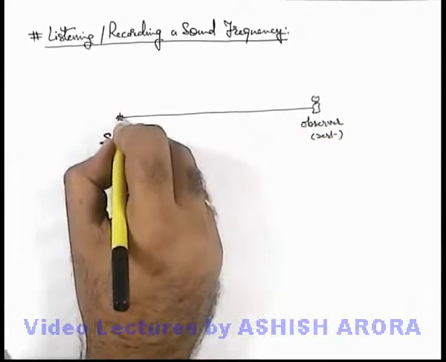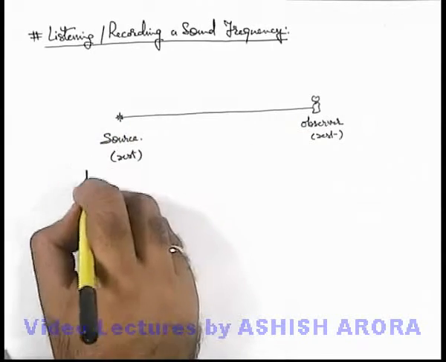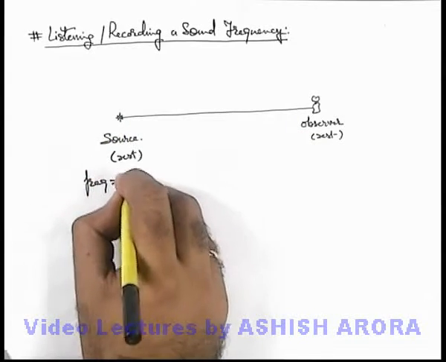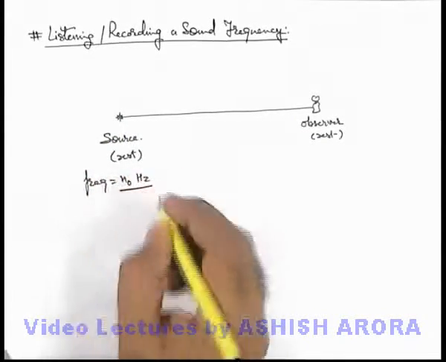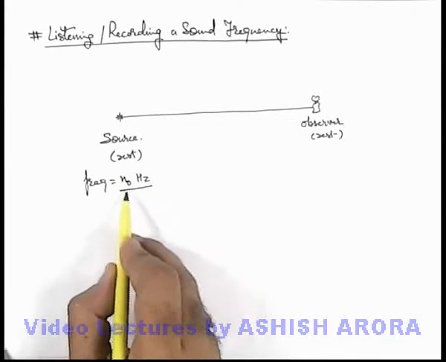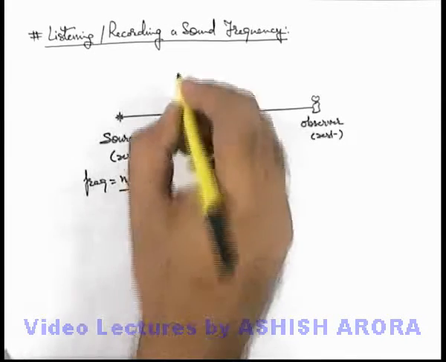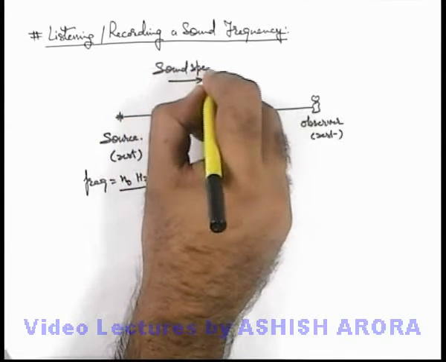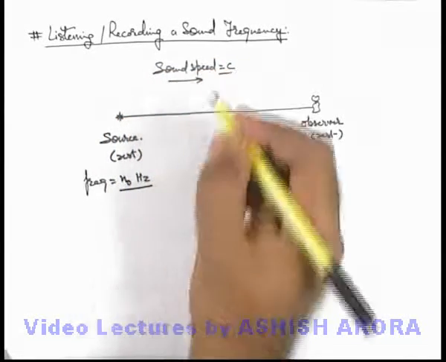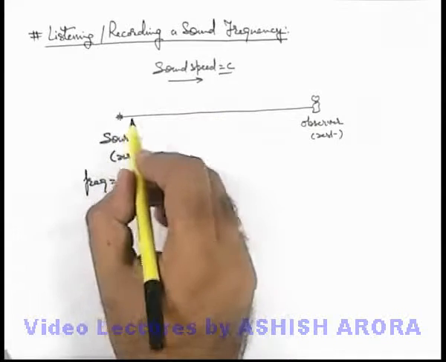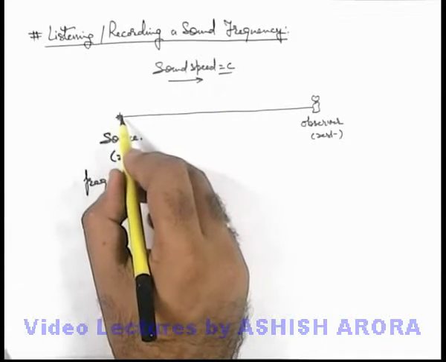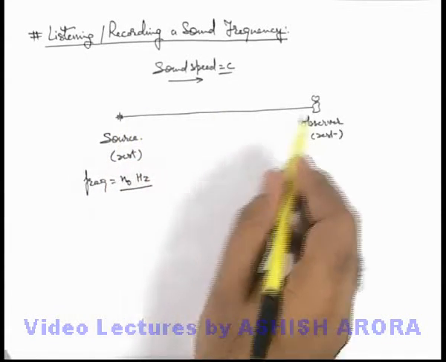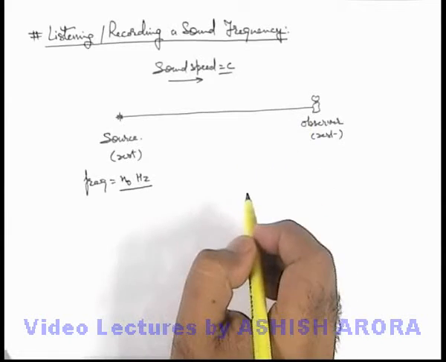When the source started producing sound, say the frequency of sound is given as n0 hertz. That means in 1 second it is producing n0 oscillations. And say the sound speed is given to us, which is equal to c. That means as soon as it starts oscillating, the sound starts propagating in the medium towards the observer.